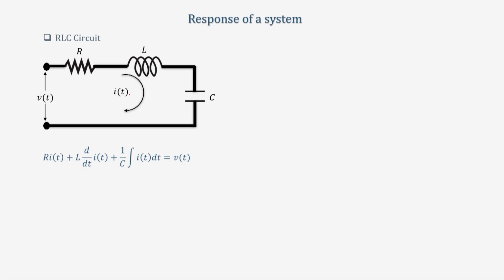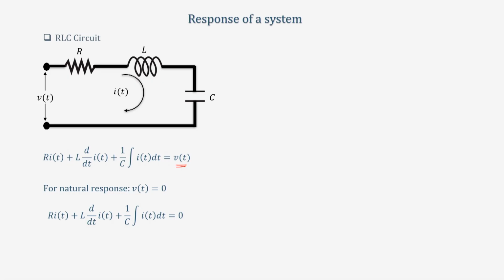So, R into Y plus L di dt plus 1 by C integration I dt will be equal to the voltage applied here. Now, to find out the natural response, to the right hand side you will put 0. And since there is an integration here, and the standard differential equation that we have seen had only differentiation, integration was not there.